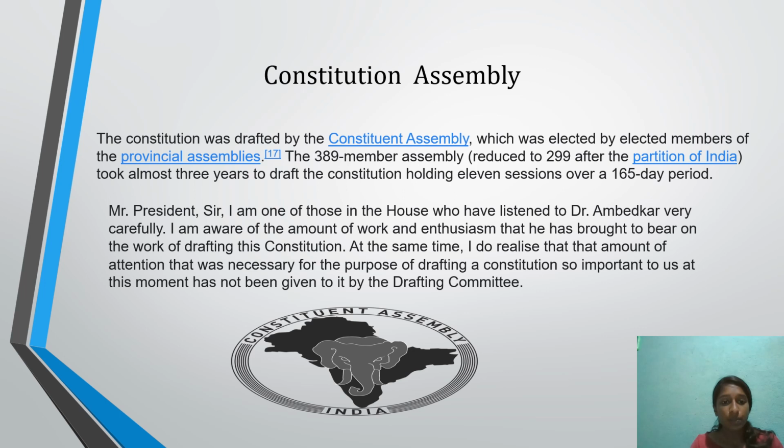Mr. President, Sir, I am one of those in this House who have listened to Dr. Ambedkar very carefully. I am aware of the amount of work and enthusiasm that he has brought to bear on the work of drafting this constitution. At the same time, I do realize that the amount of attention that was necessary for the purpose of drafting a constitution was not given to it by the drafting committee.